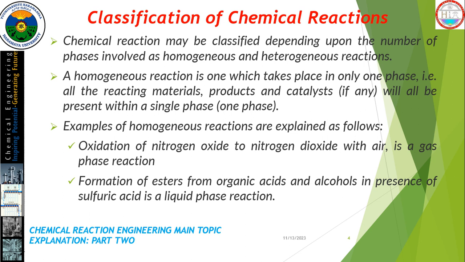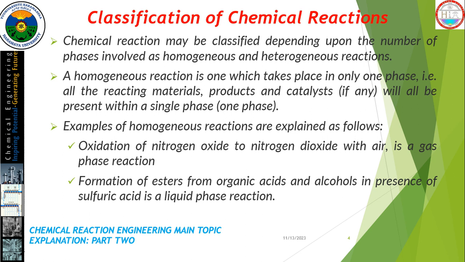Depending on the number of the phases. Number of phases means normally either it is a liquid phase, solid phase, or gaseous phase. That is considered as the phases which are involved. It can be classified as homogeneous and heterogeneous reactions. So, homogeneous reaction is the type of reaction which takes place only in one phase.